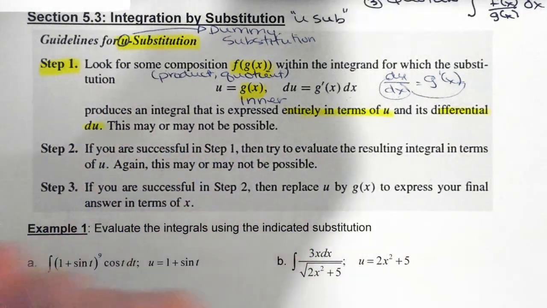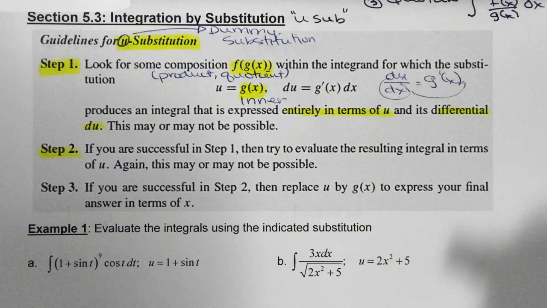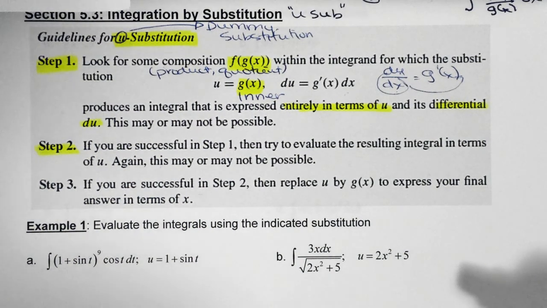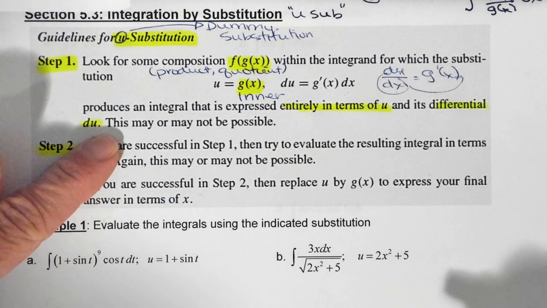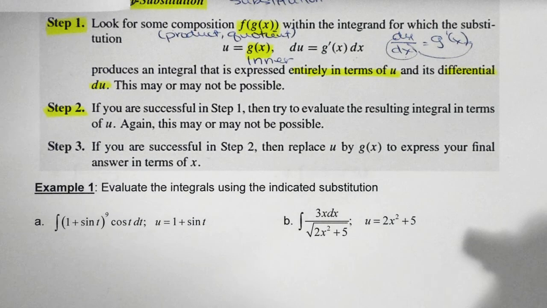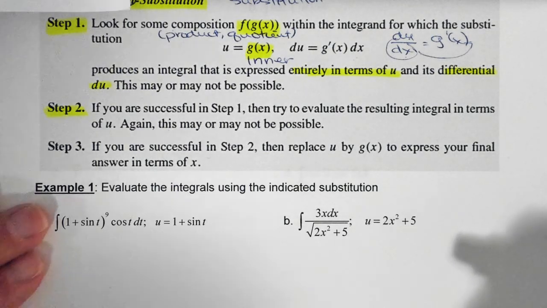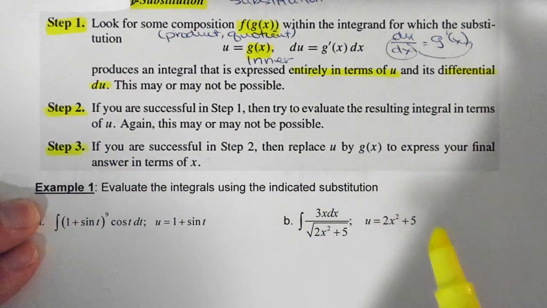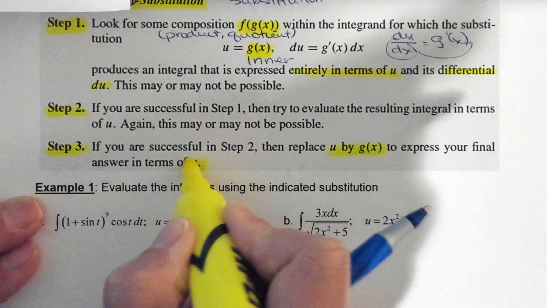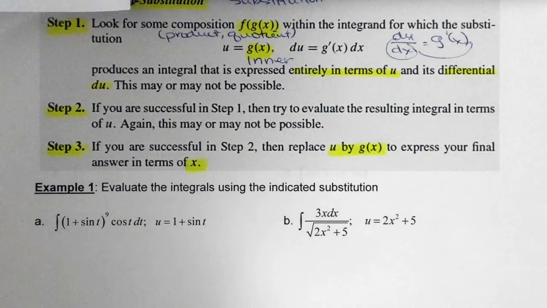All right, so in the second step, once you make that substitution, then it would be easier to integrate. It's not going to be some product or quotient that looks super confusing. But again, as I said before, this might not be possible, but for the most part, 99.99999% of the time, you're going to be able to do it. And then in the last step, once you have integrated, you're going to replace u with g of x and express your final answer in terms of x or t or whatever the original variable was.